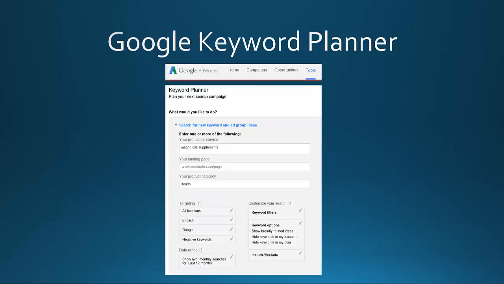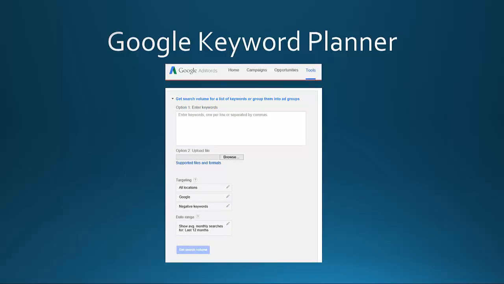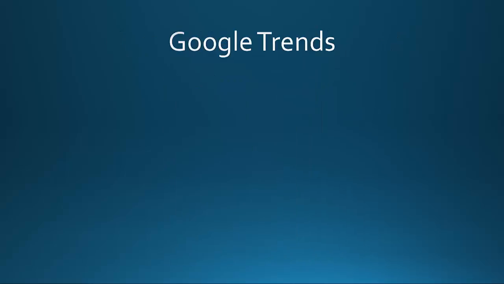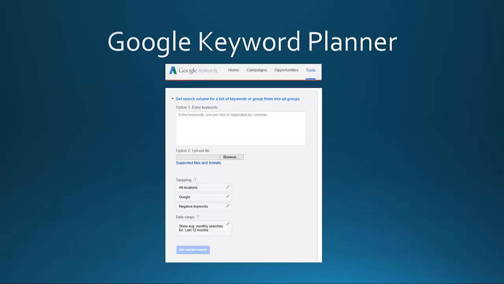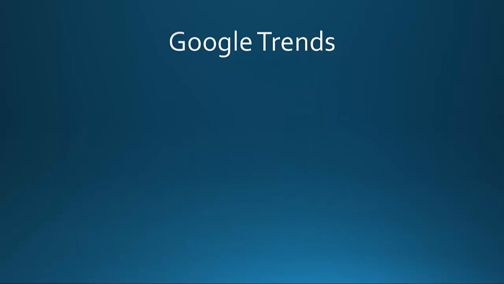So here's an idea. We typed in the phrase weight loss supplements, like let's say you're selling weight loss supplements. And what you would do here to get the search volume is pick targeting, like all locations. What country is this for? Google, negative keywords if you have any. And this is what the AdWords Keyword Planner looks like right now. So that would give you an idea. You're just going to plug in, and then it's going to spit out the results for you so you know what to go after.